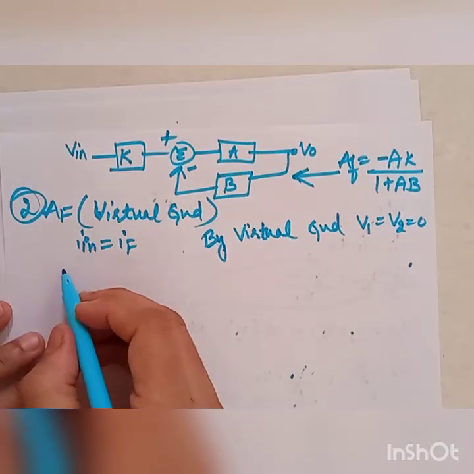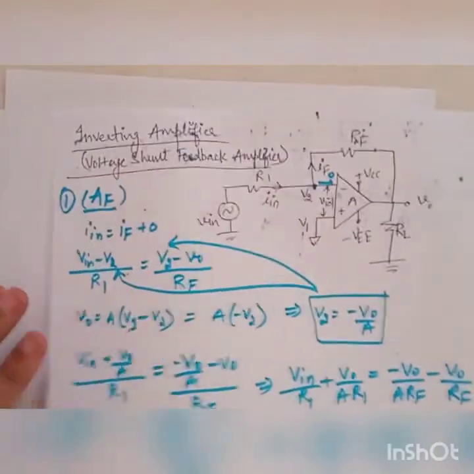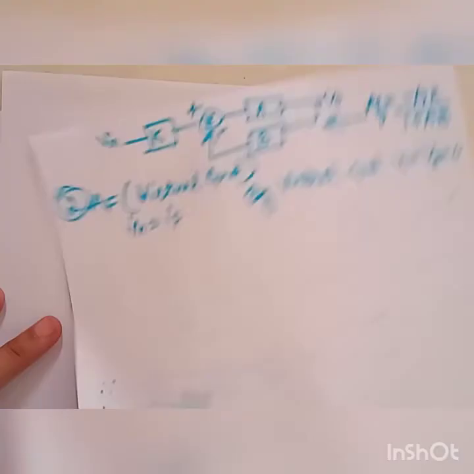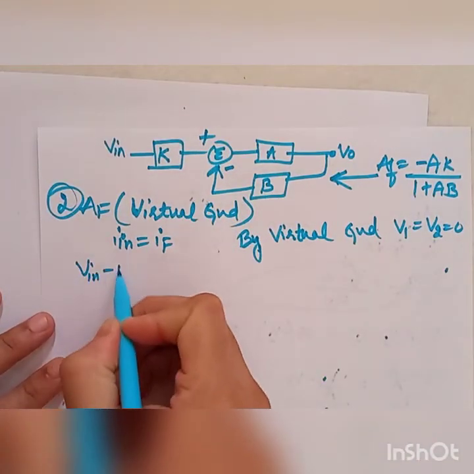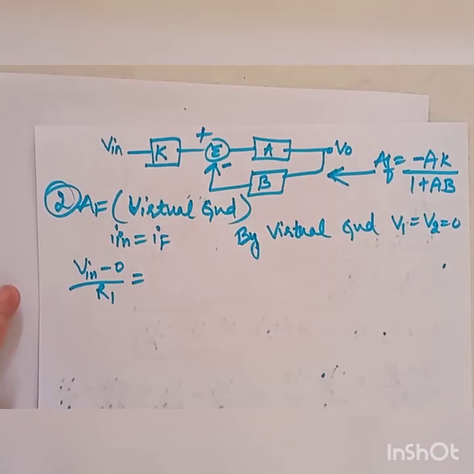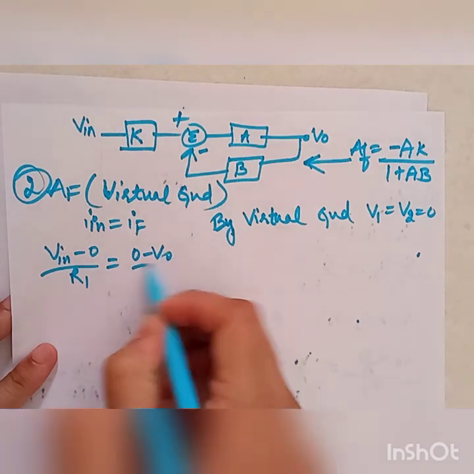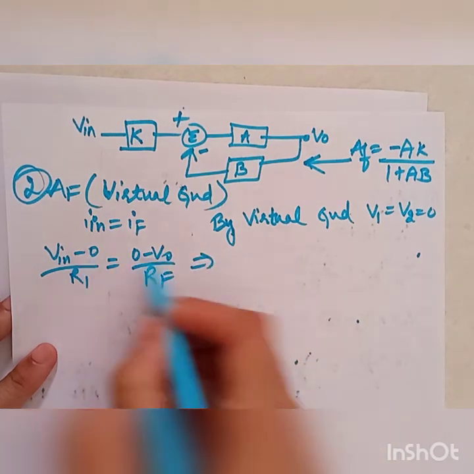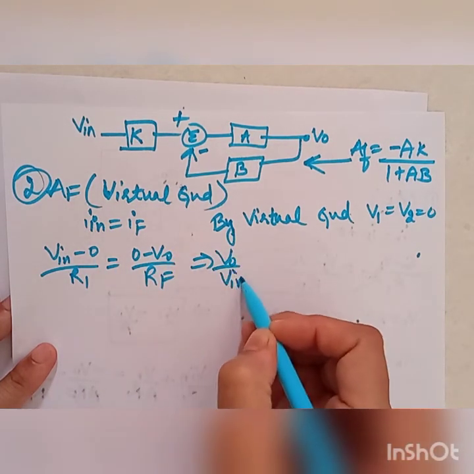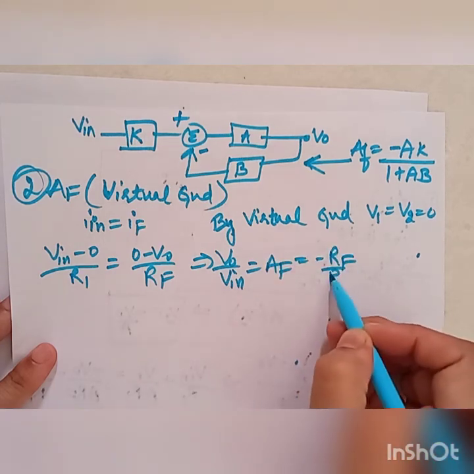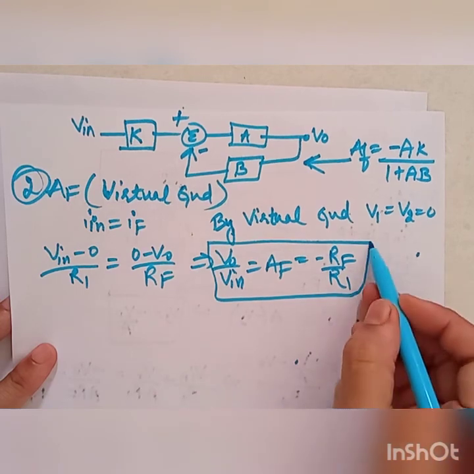And thus I can write I in as V in minus 0 divided by R1, and this again I can write as 0 minus V0 divided by RF. From here, if I calculate V0 by V in, which is nothing but AF, that is equal to minus RF by R1. So this is another way of deriving the value of AF.